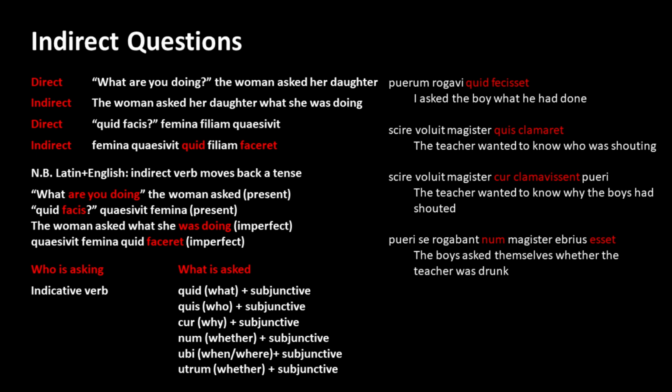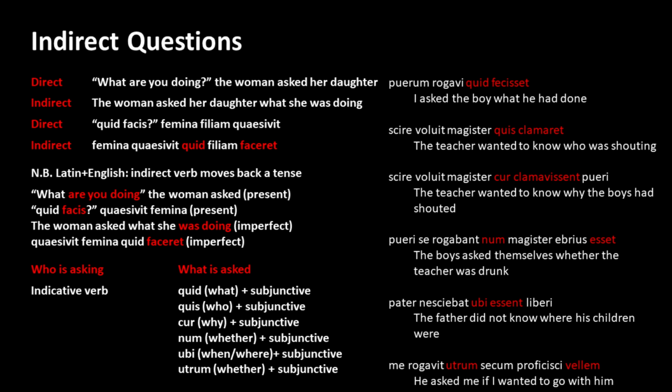Pueri se rogabant, num magister ebrius esset. The boys asked themselves whether the teacher was drunk. You could put this into English as, the boys asked themselves whether the teacher might not be drunk. You can do that in English. Maybe a little unnatural nowadays, but you can do it in English. And if you do that in English, you have an almost literal translation of the Latin. Again, nothing special to say. Pater nesciebat ubi essent liberi. The father did not know where his children were. The father did not know where his children might be. I could say more, but I won't.